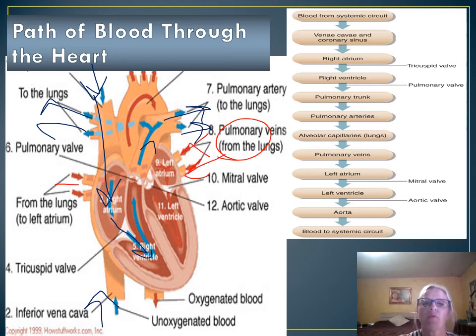We have 4 of those, 2 on each side, pulmonary veins into the left atrium, and then we're going to go through the mitral or bicuspid valve into the left ventricle, and then we're going to go on up through the aortic valve into the aortic trunk and the aortic arch on out to the body, and that is going to the systemic circuit from there. All right.